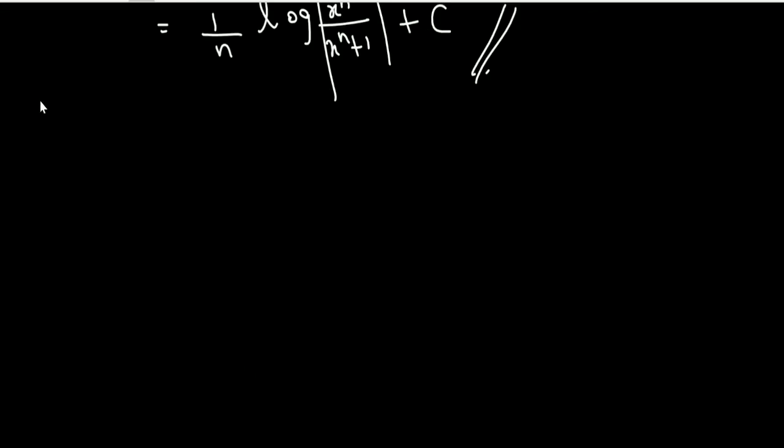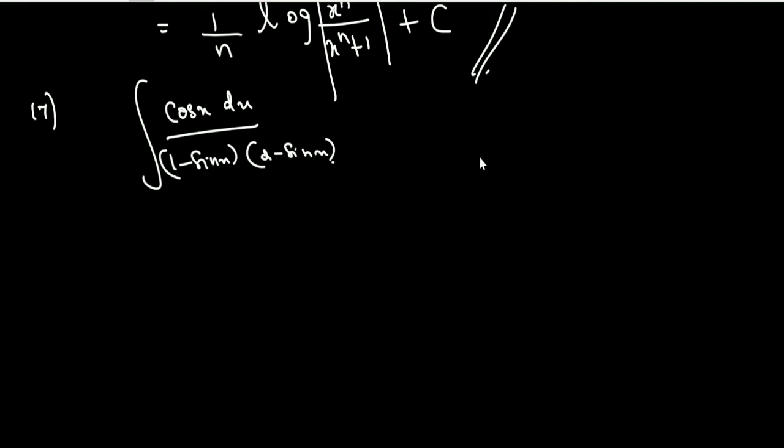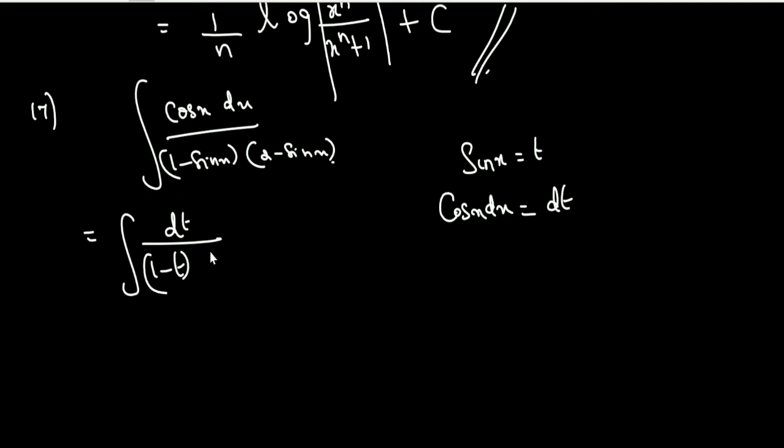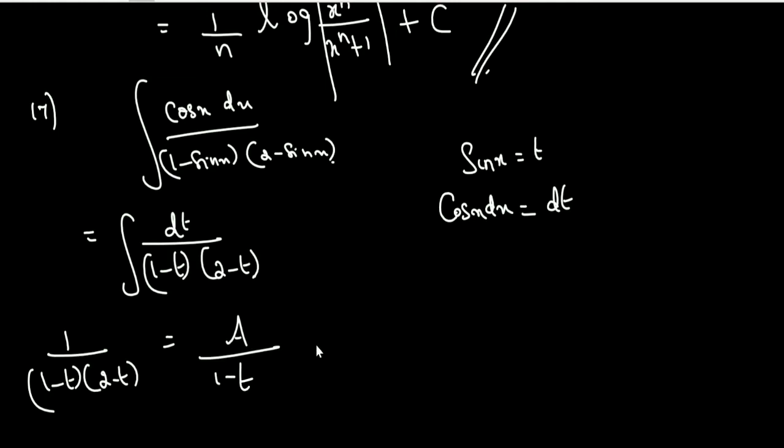So question number 17. Integrate cos x dx by 1 minus sin x, 2 minus sin x. So put sin x as t. So cos x dx will become dt. So this integral will now change to dt by 1 minus t, 2 minus t. So this is 1 by 1 minus t, 2 minus t. So that it can be written as a by 1 minus t plus b by 2 minus t.